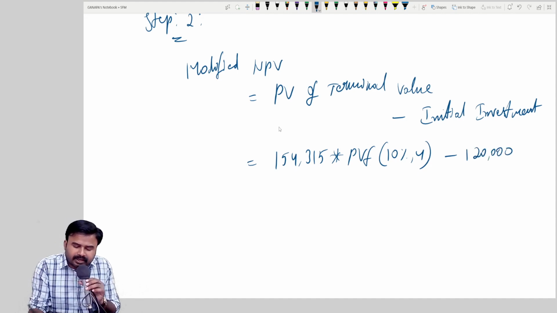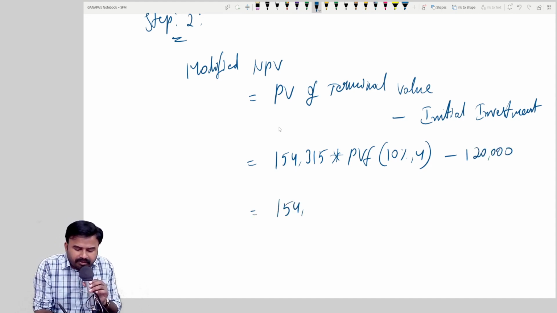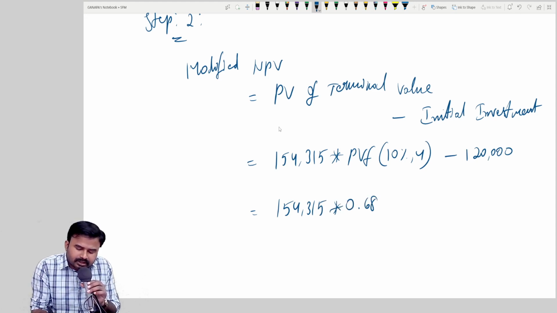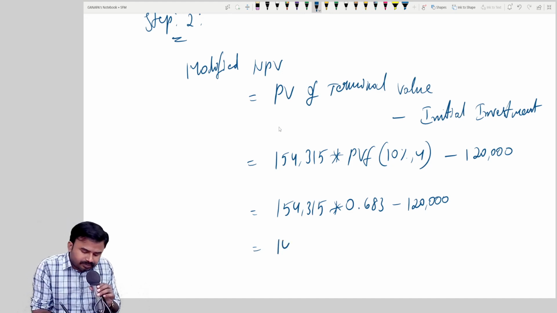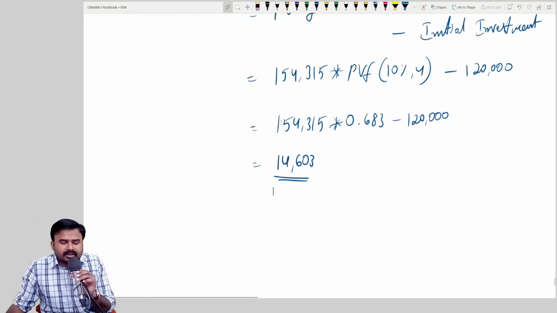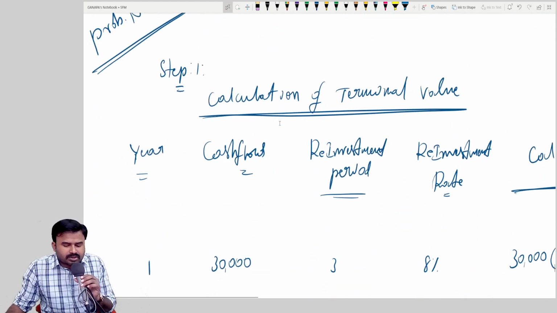Tell me the present value factor. 154,315 into 0.683 minus 1,20,000. Then tell me. 14,603. What is this? Modified NPV. So successfully we have calculated modified NPV. And this is also known as what? Terminal value method.